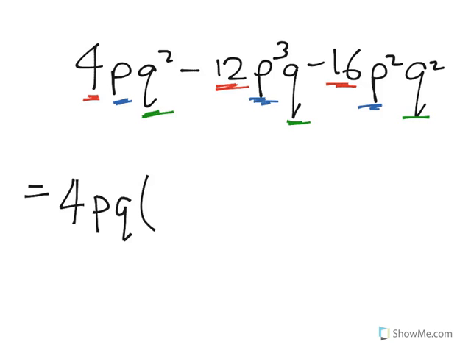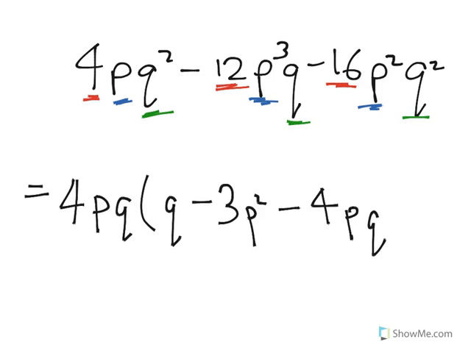What does that leave behind? Well, what do I multiply 4PQ by to get 4PQ squared? Well, that's just simply Q. Q on its own will give me 4PQ squared when I multiply it. And the middle term is still negative. So 4 times what is 12? Well, 4 times 3 is 12. P times what's P cubed? Well, P squared is P cubed. And Q just on its own will give me that final Q in the middle term. Finally, 4 times what's 16? Well, it's 4. P times what's P squared? Just P. And Q times what's Q squared is just Q. So that's that one factorised.